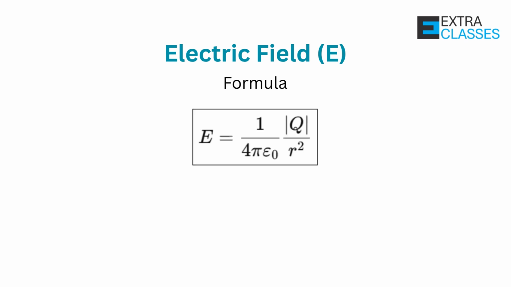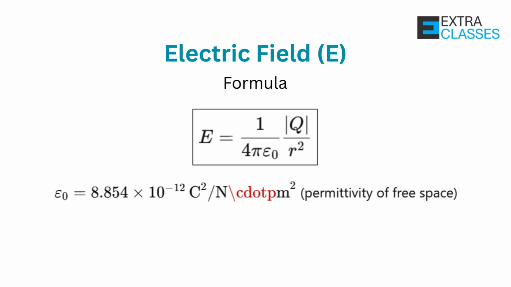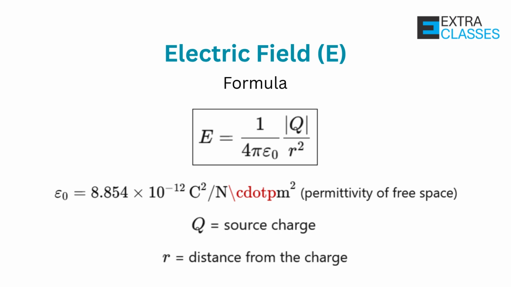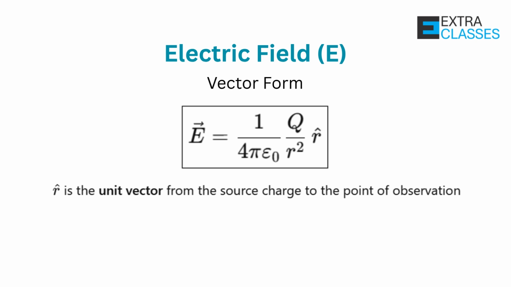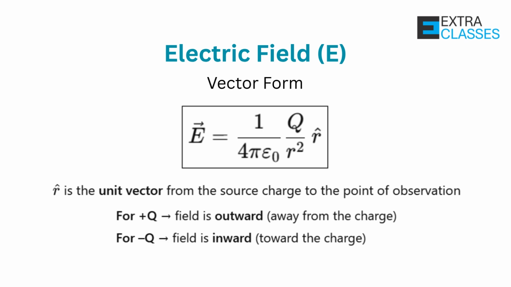For a point charge q at distance r, this is the formula for electric field, where epsilon naught, or epsilon 0, is the permittivity of free space, also known as the electric constant. Q is the source charge, and r is the distance from the charge. And this is the vector form, where r hat is the unit vector from the source charge to the point of observation. The direction of the electric field depends on the sign of q, and, for positive q, the field is outward, that is away from the charge.